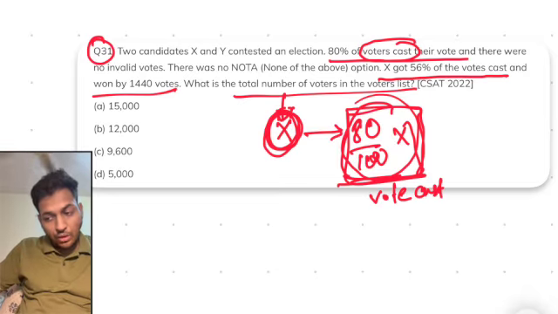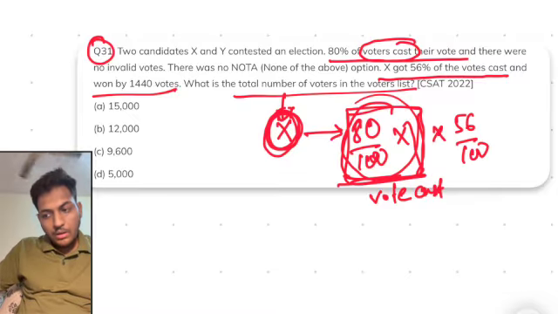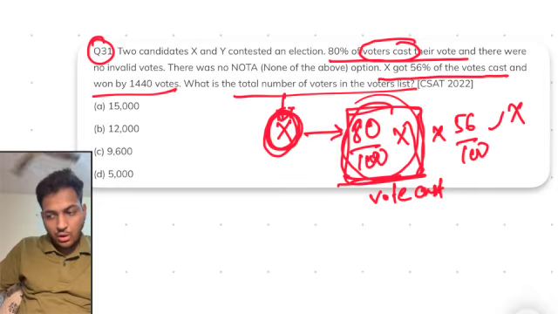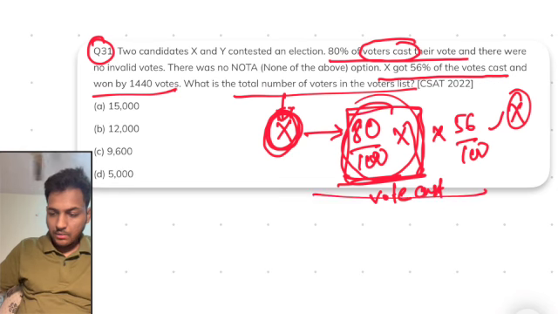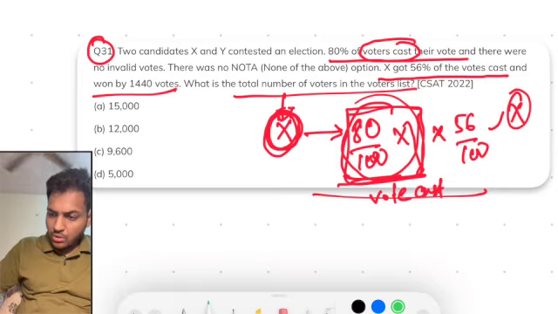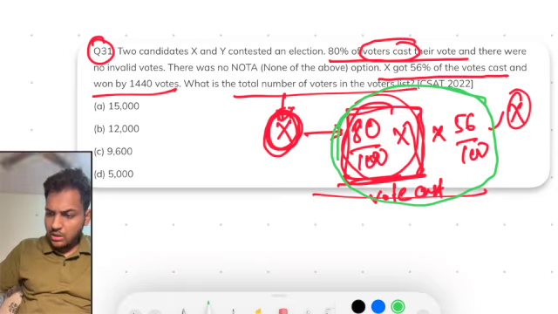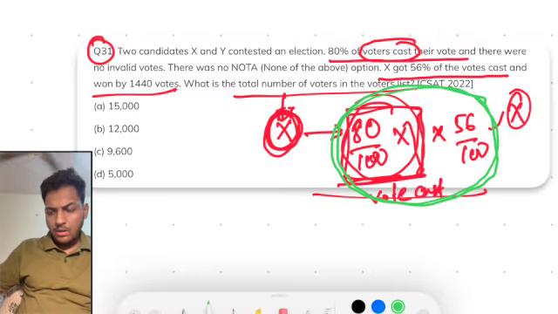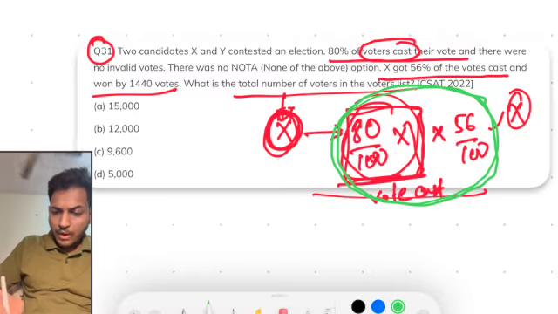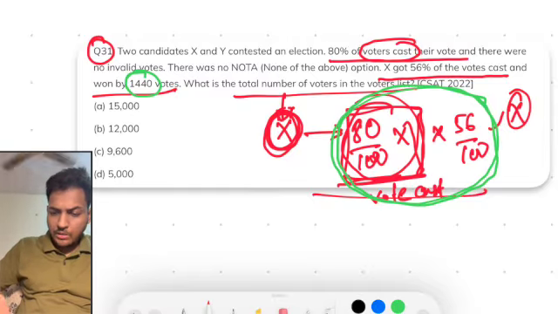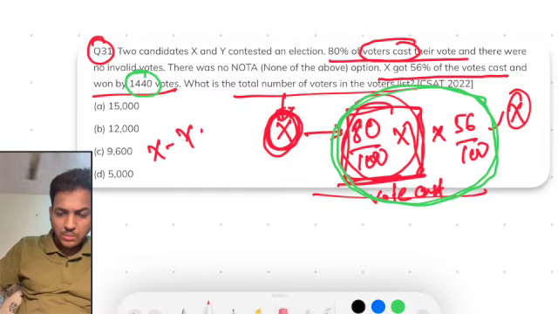Now X is getting 56% of this number, not the whole. So I will change the color. X got this much vote, and won by this much vote. Winning by this many votes, what does it mean? It means X minus Y is this much, 1440.